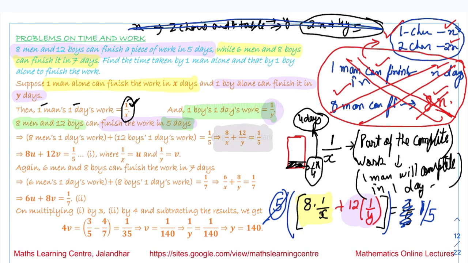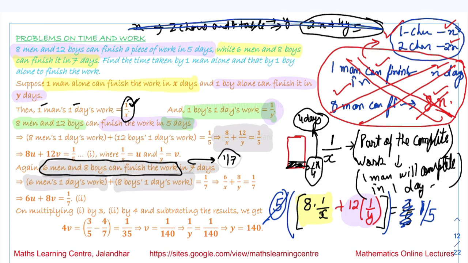Similarly, it is given that 6 men and 8 boys can finish the work in 7 days. So 6 men's 1 day work plus 8 boys' 1 day work. We are saying if they all collectively do the work, how much part of the work will be done in 1 day? It is 1 by 7th part of the work, because the total number of days they will take is 7. So in 1 day they will have done 1 by 7th part of the work.